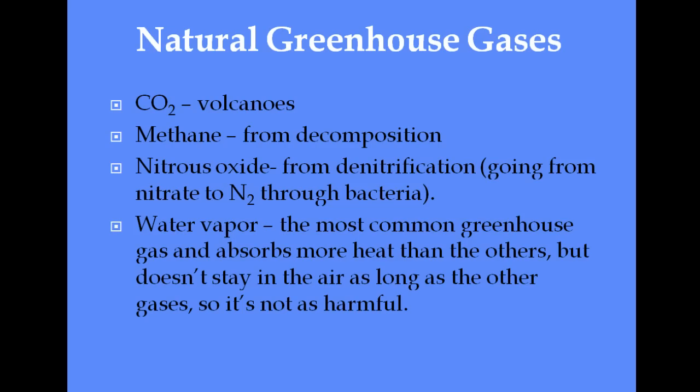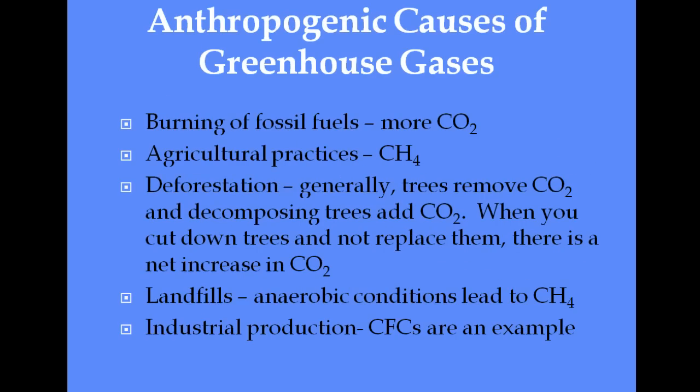Nitrous oxide comes from denitrification. Denitrification also occurs in low oxygen environments. So you see it in wetlands, lakes, oceans, and in those environments, nitrate is converted to nitrous oxide gas and then enters the atmosphere as a greenhouse gas. But it's not as abundant as some of the others. And then water vapor is actually the most abundant, and I said it traps the most heat, but because it doesn't stay in the atmosphere very long, it's not as harmful as the others can potentially be.